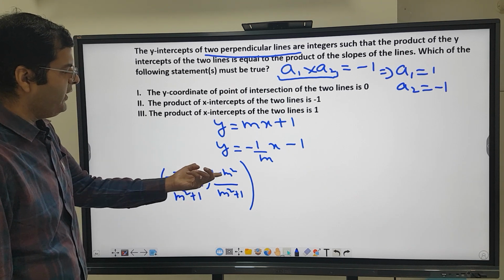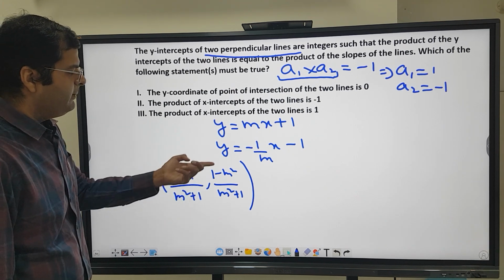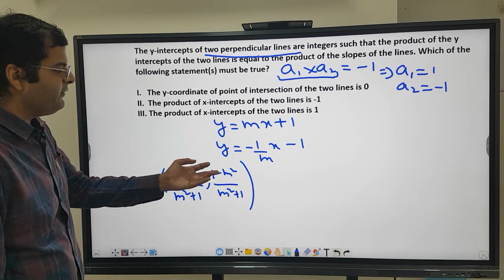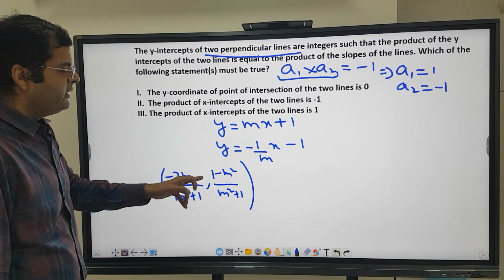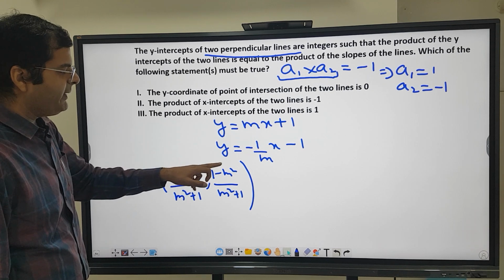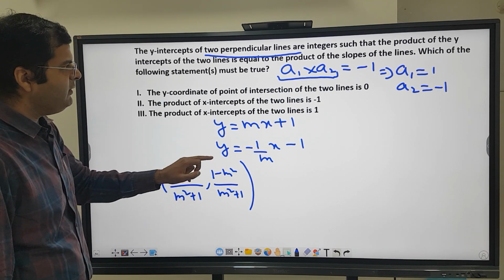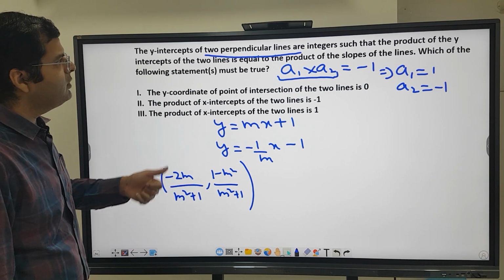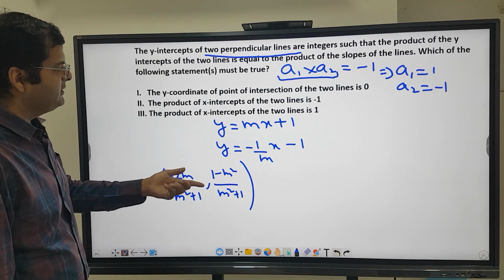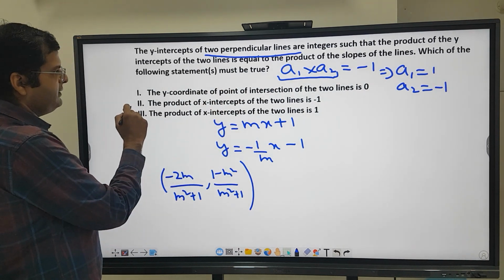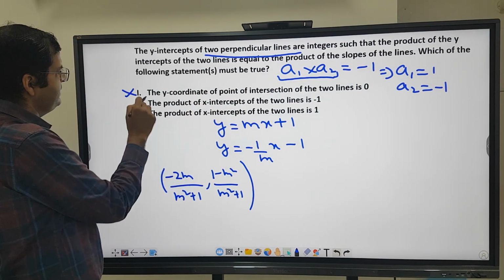If m is equal to 1, in that case it is 0. But if m is not 1, then this won't be 0. Or if m is minus 1 also, then it is 0, because the y coordinate is 1 minus m square upon m square plus 1. So only when m is 1 or minus 1 is it 0, and we don't know that the slope is given to be 1 or minus 1. So over here, the statement that the y coordinate is 0 is incorrect.